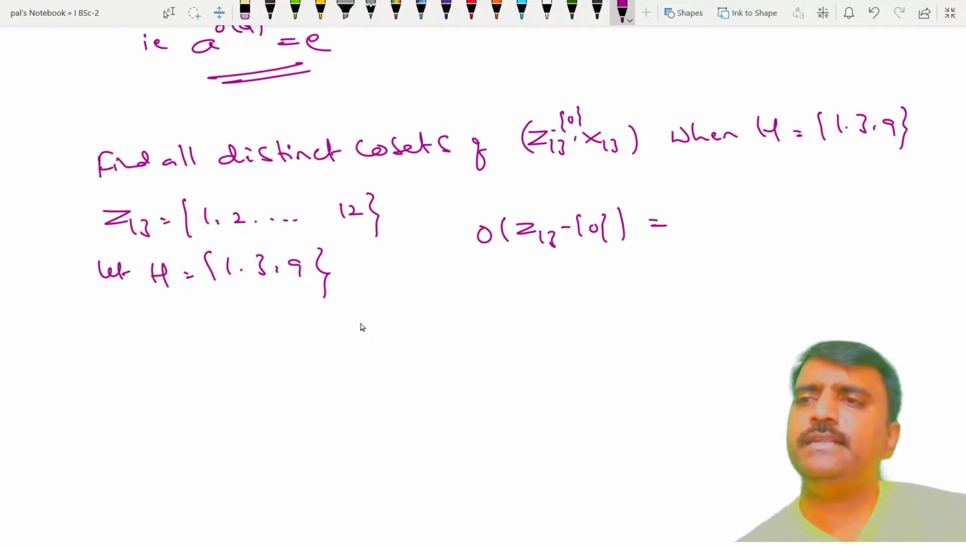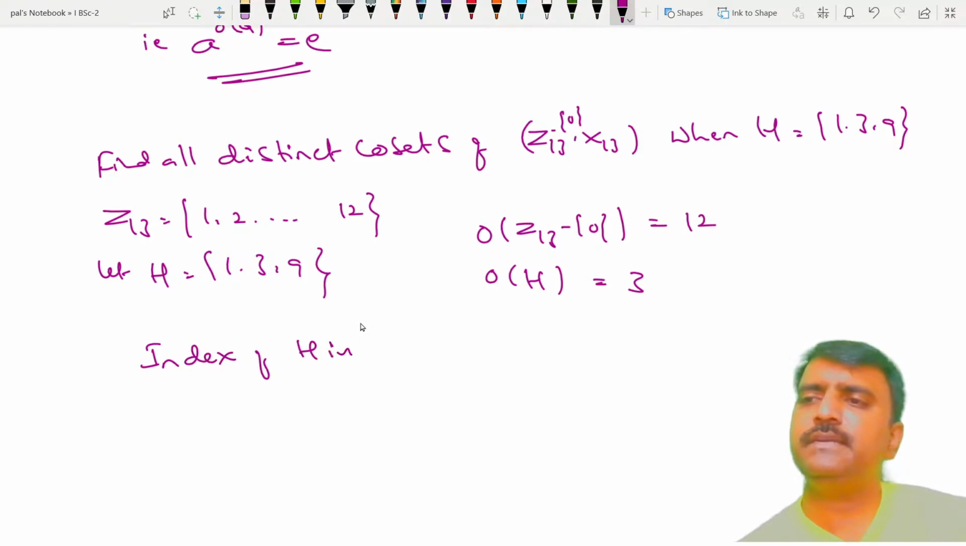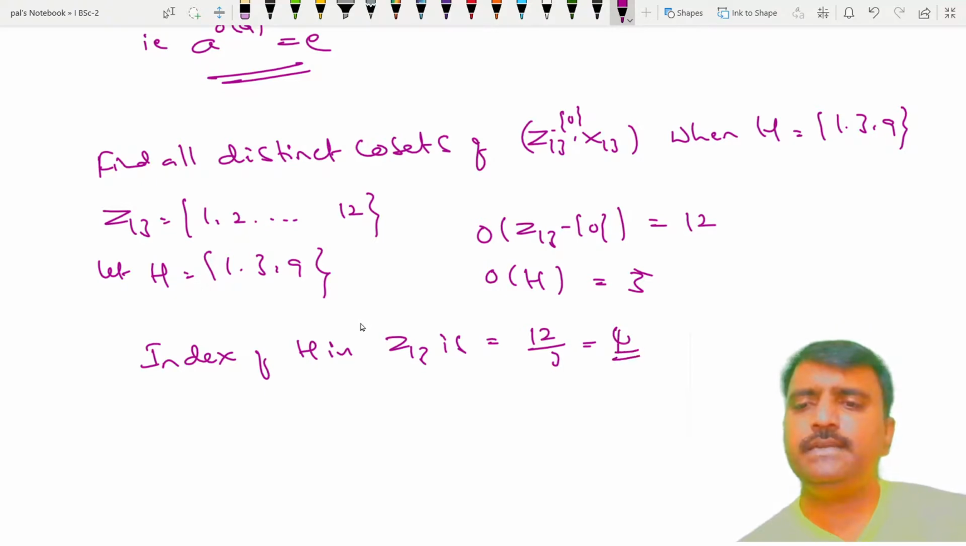What is its order? How many elements are there in it? There are 12. Okay, what is the order of H? The order of H is 3. So what is the index of H in G? The index of H in Z13 is the number of distinct cosets. So you have to take 12 divided by 3, which is equal to 4. It consists of only 4 distinct cosets.